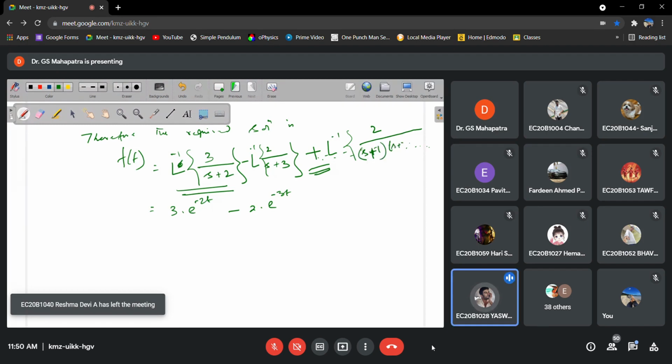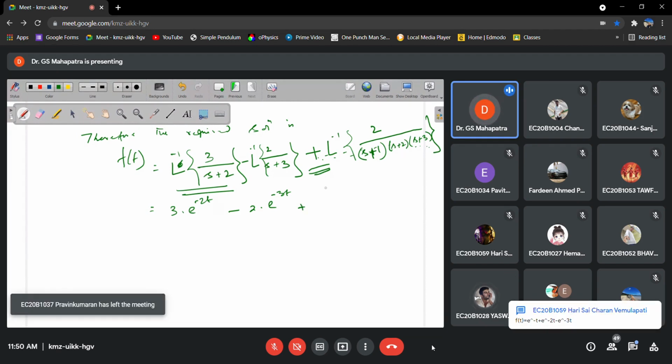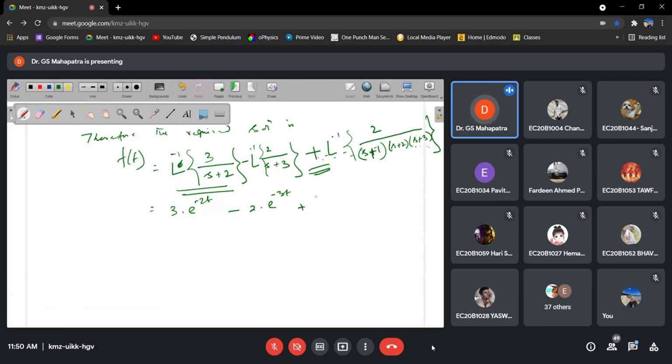So the answer is 1 by s plus 1. One minute, I am writing. Okay, tell me. Can you tell me the fraction first? Okay, don't send SMS or any chat. Don't put anything in the chat box. I can't see the chat box. Okay, now. So now L inverse. Just tell me the fractional part first.